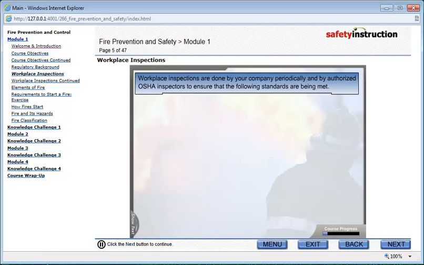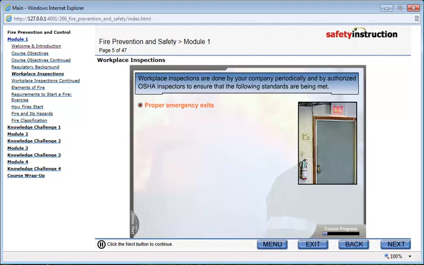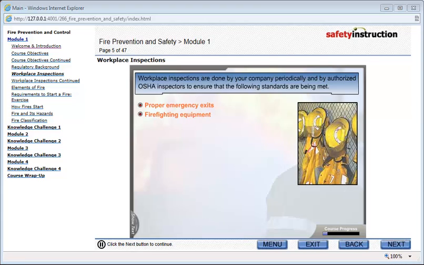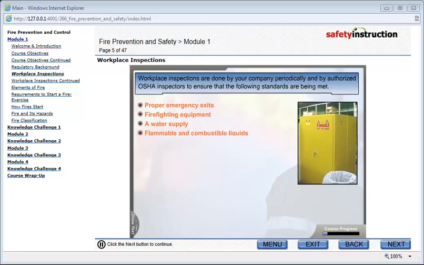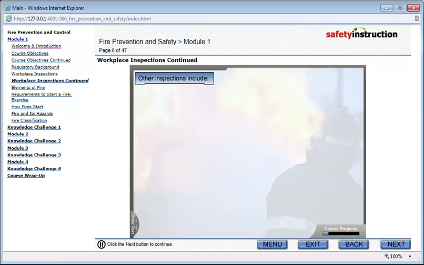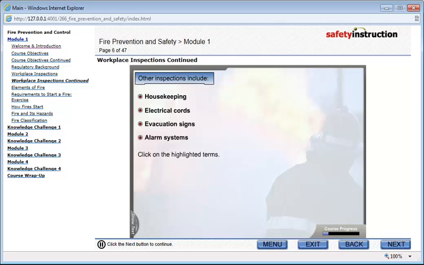Workplace inspections are done by your company periodically and by authorized OSHA inspectors to ensure that the following standards are being met: proper emergency exits, firefighting equipment, a water supply, flammable and combustible liquids, and welding and cutting operations. Click on the highlighted terms to learn more about their handling. Other inspections include housekeeping, electrical cords, evacuation signs, and alarm systems. Click on the highlighted terms to learn more about their handling.